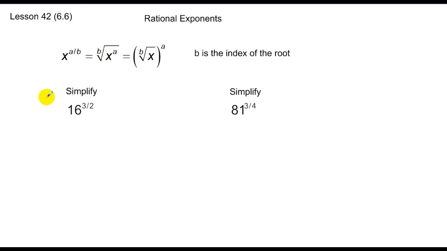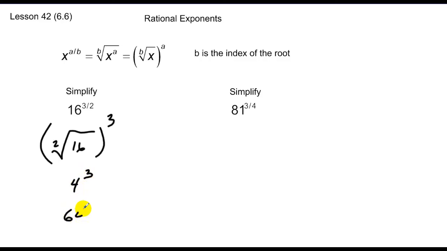So since I can't really recognize the value of 16 to the 3/2 power, I'm going to change its form to this guy right here. So what I'll do is I'll say, well, that's the same as the square root of 16, and typically I'm not going to write that 2 anymore, all to the third power. Square root of 16 is 4 to the third, which is 64, and that's my answer.